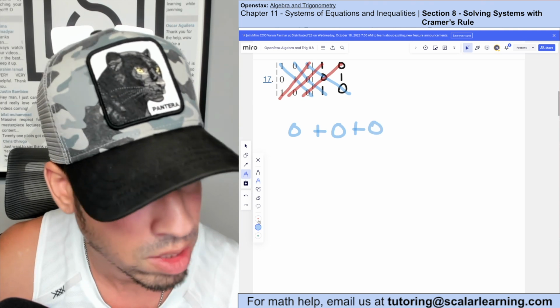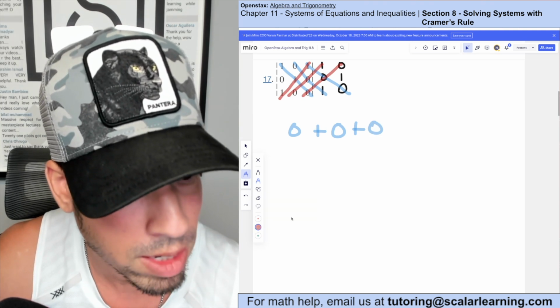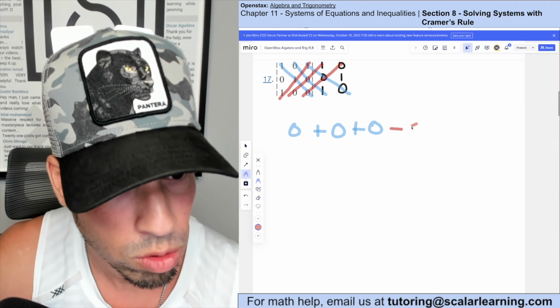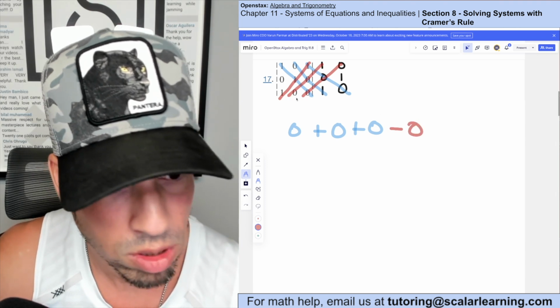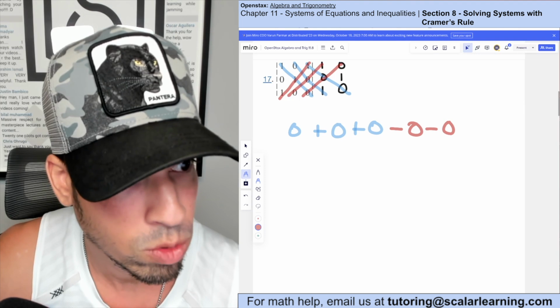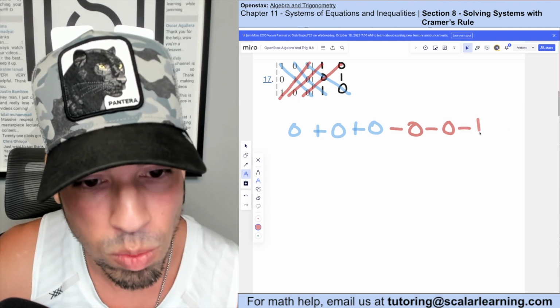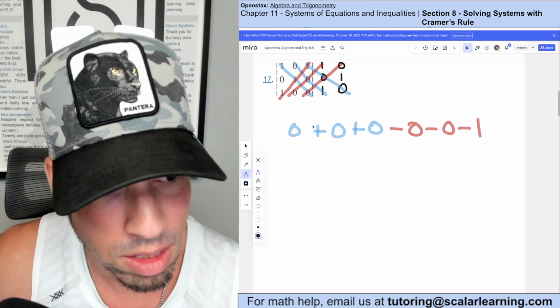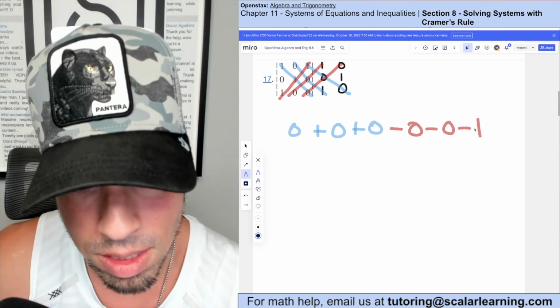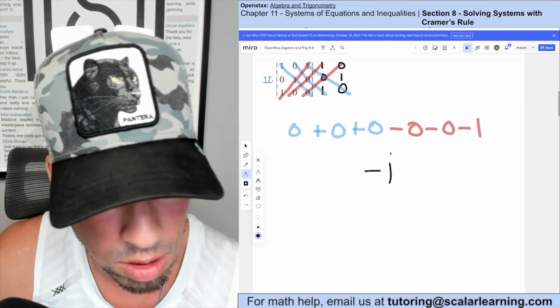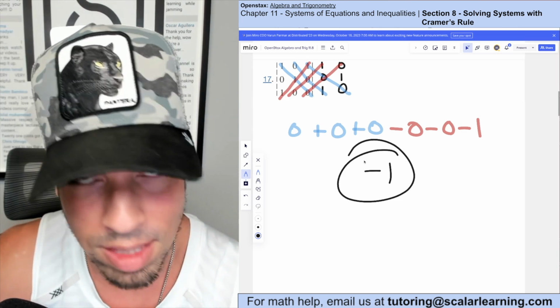So those are all zeros. And then we're going to minus 0 times 0 times 0, which is 0, minus 1 times 0 times 0, which is again 0, minus 1 times 1 times 1, which is 1. So you can see everything kind of doesn't matter because they're all zeros except this -1 at the end. So the final answer is a determinant of -1. That's how you do it.